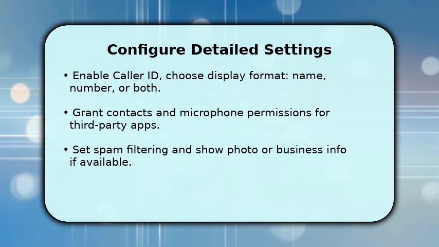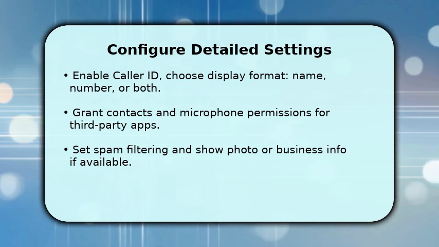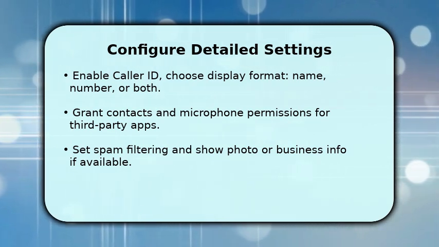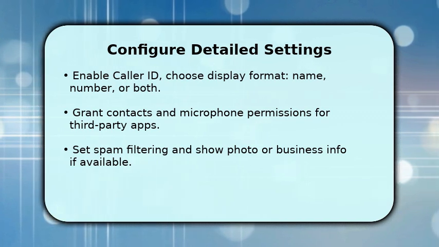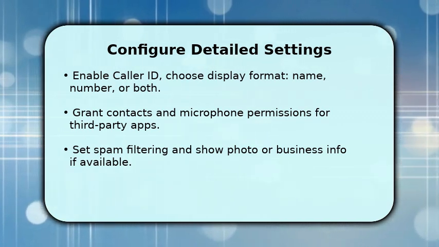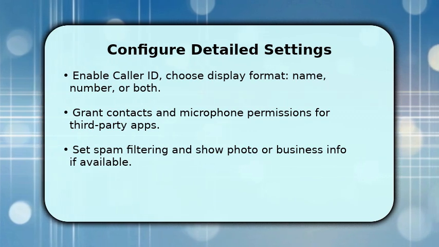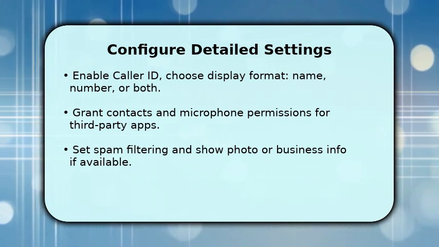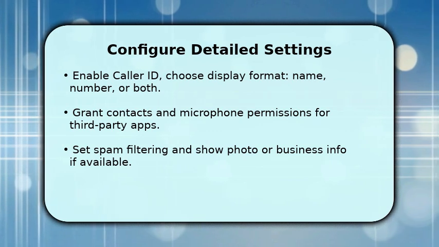If using an app, grant contacts and phone permissions so names and photos map correctly. Adjust spam filtering and whether business info or caller photos appear. Once done, test with a known number. That confirms permissions and mapping are working before final adjustments.